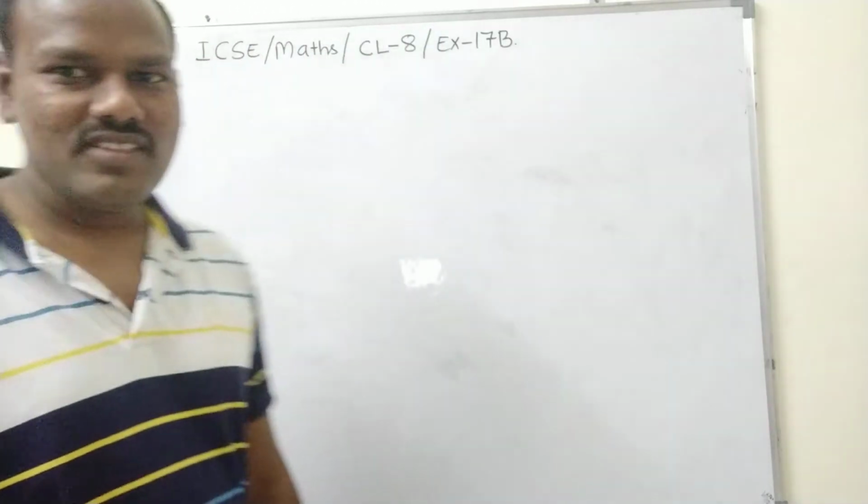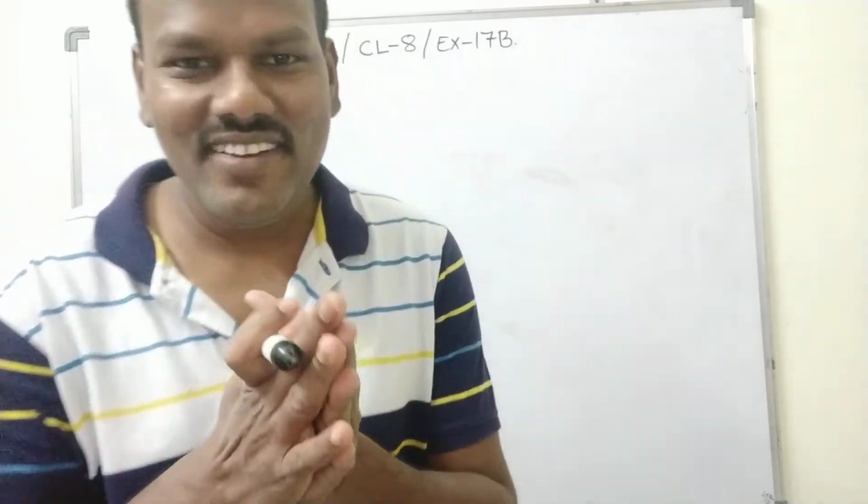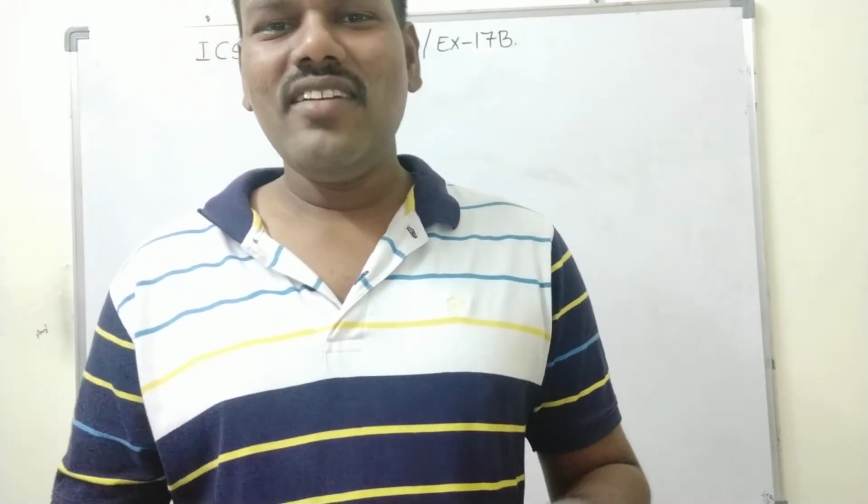So, children, today we will see exercise 17b. 17a, actually, is an easy one. That is why I am not doing it. Okay, I will do. Definitely, I will do. Quadrilateral introduction.